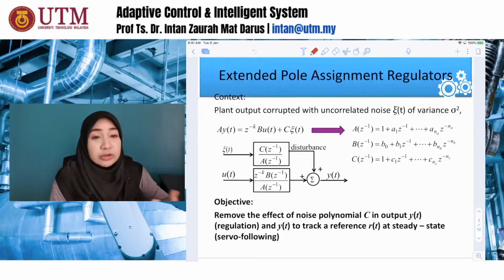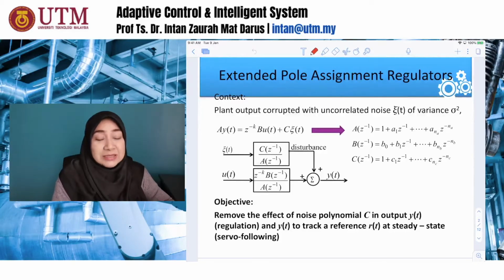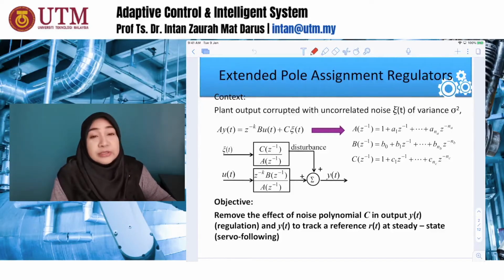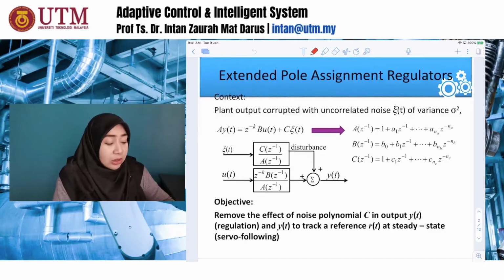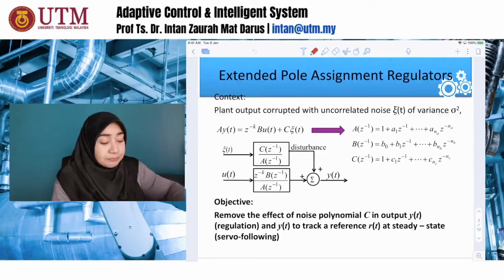So the objective of this exercise, the first one, is to remove the noise polynomial C in your output. And number two is that you want to track the reference r(t) at steady state. So this is a servo following concept. All right, so have a look at this system.